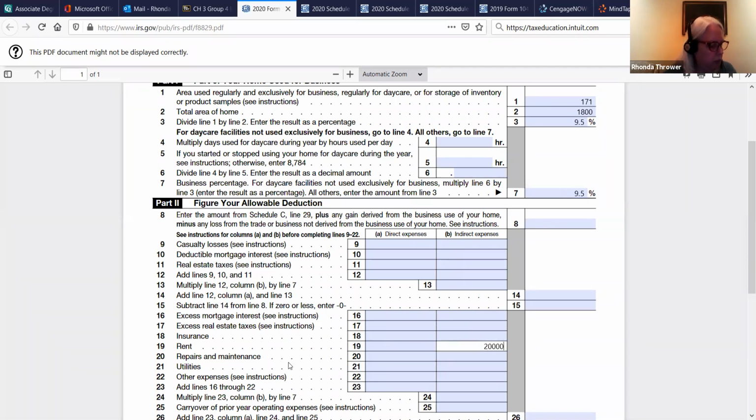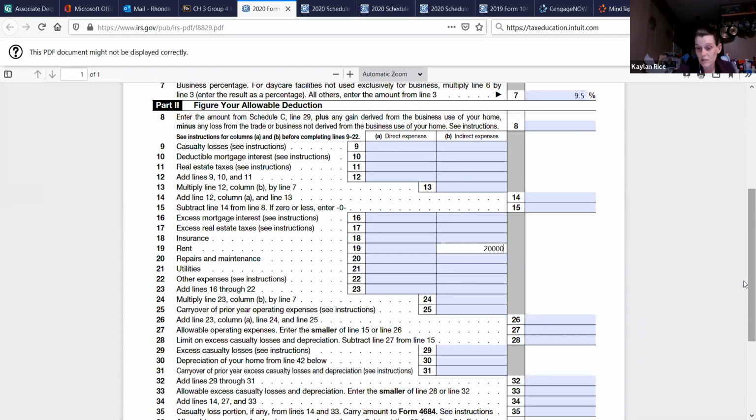And then they had some utilities. Is that correct? For 4,000? Yes, 4,000. So they had some heat. Is that indirect, I guess? It is indirect also. So you might want to go back and check for the definition of that indirect expense, but it definitely goes in this column here. And it's utilities, and that's on line 21. 4,000.